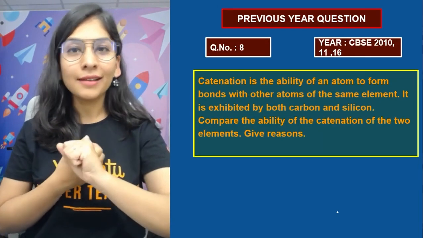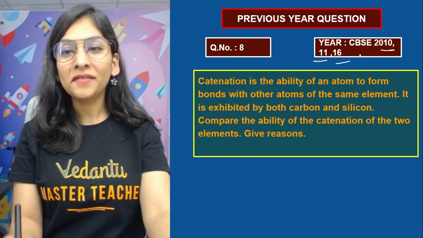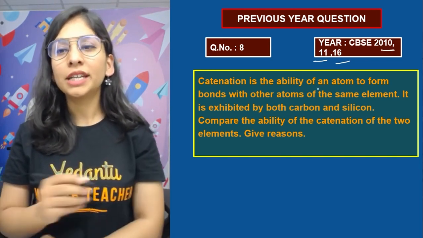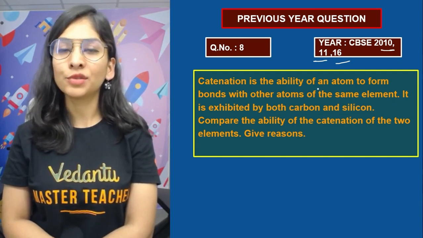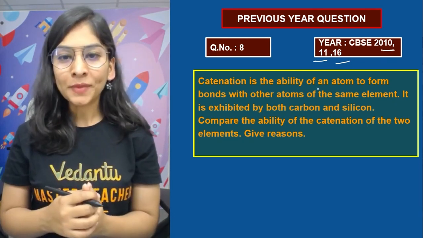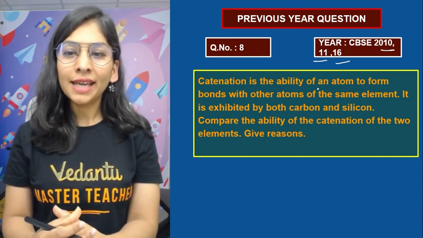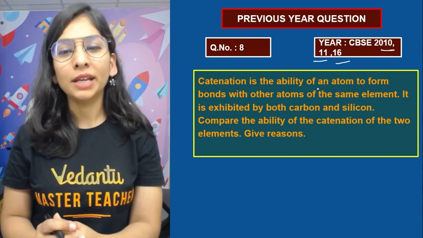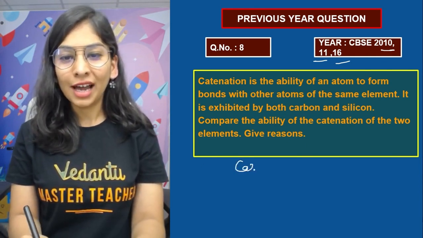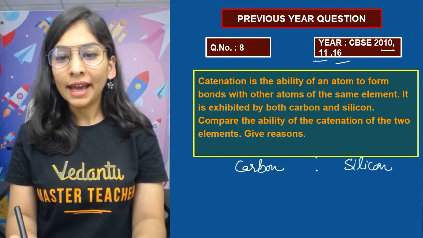And this is, I think, a very important question that came in the years 2010, 11, as well as 16. And what exactly is the question? Catenation is the ability of an atom to form bonds with other atoms of the same element. That's true. Catenation is the self-linking property. It is exhibited by both carbon and silicon. Compare the ability of catenation of the two elements. Give reason. You have to compare the catenation of carbon and silicon. Yes? And how to do that?